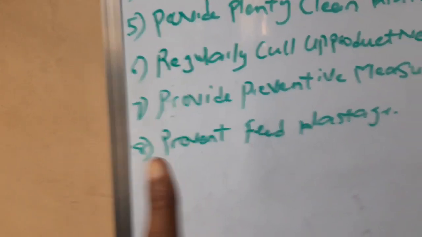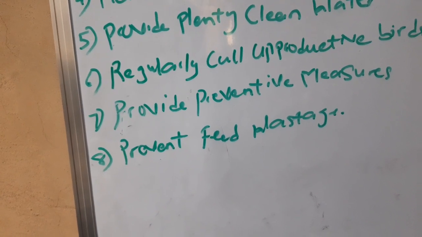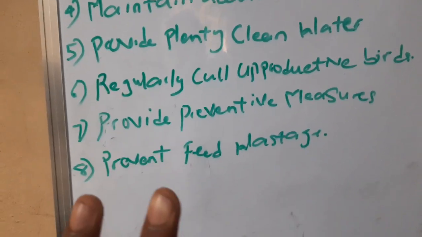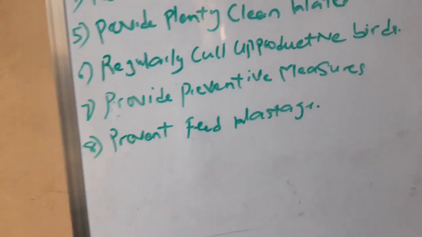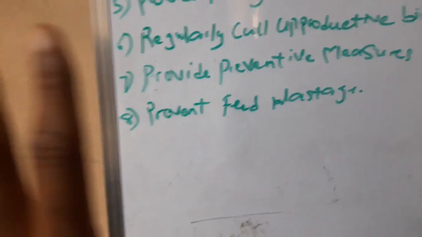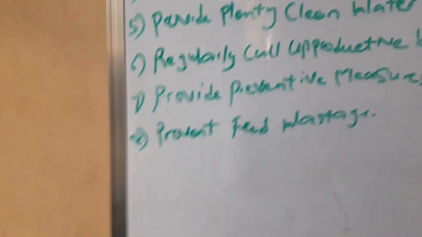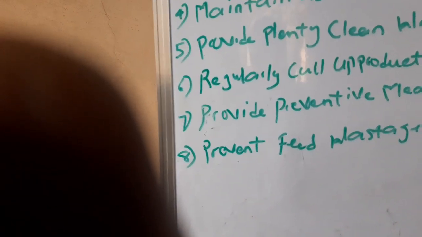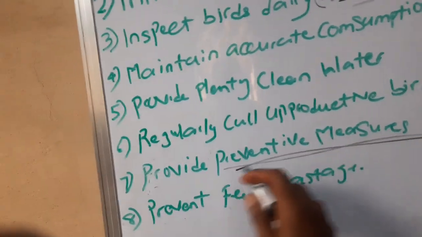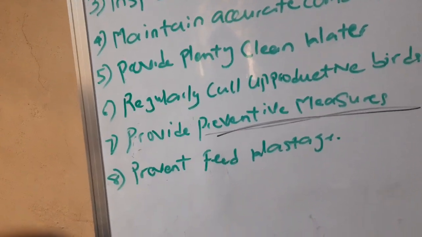So the seventh one is about providing preventive measures. If you know the right thing to do in your farm to make sure your farm is safe from disease, you just have to do it. You just have to do it to make sure your farm is safe. Make sure that you put those preventive measures in place and carry them out regularly.